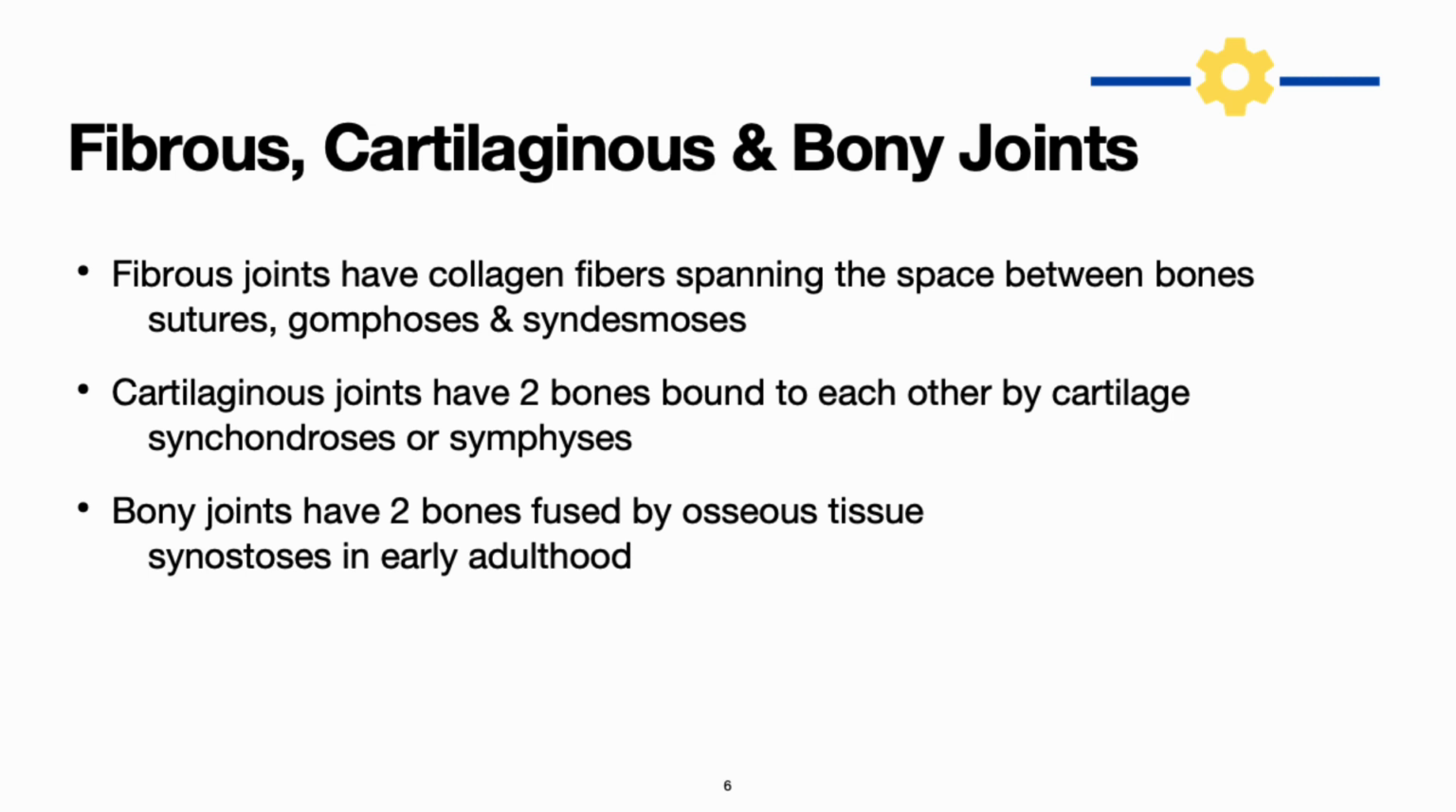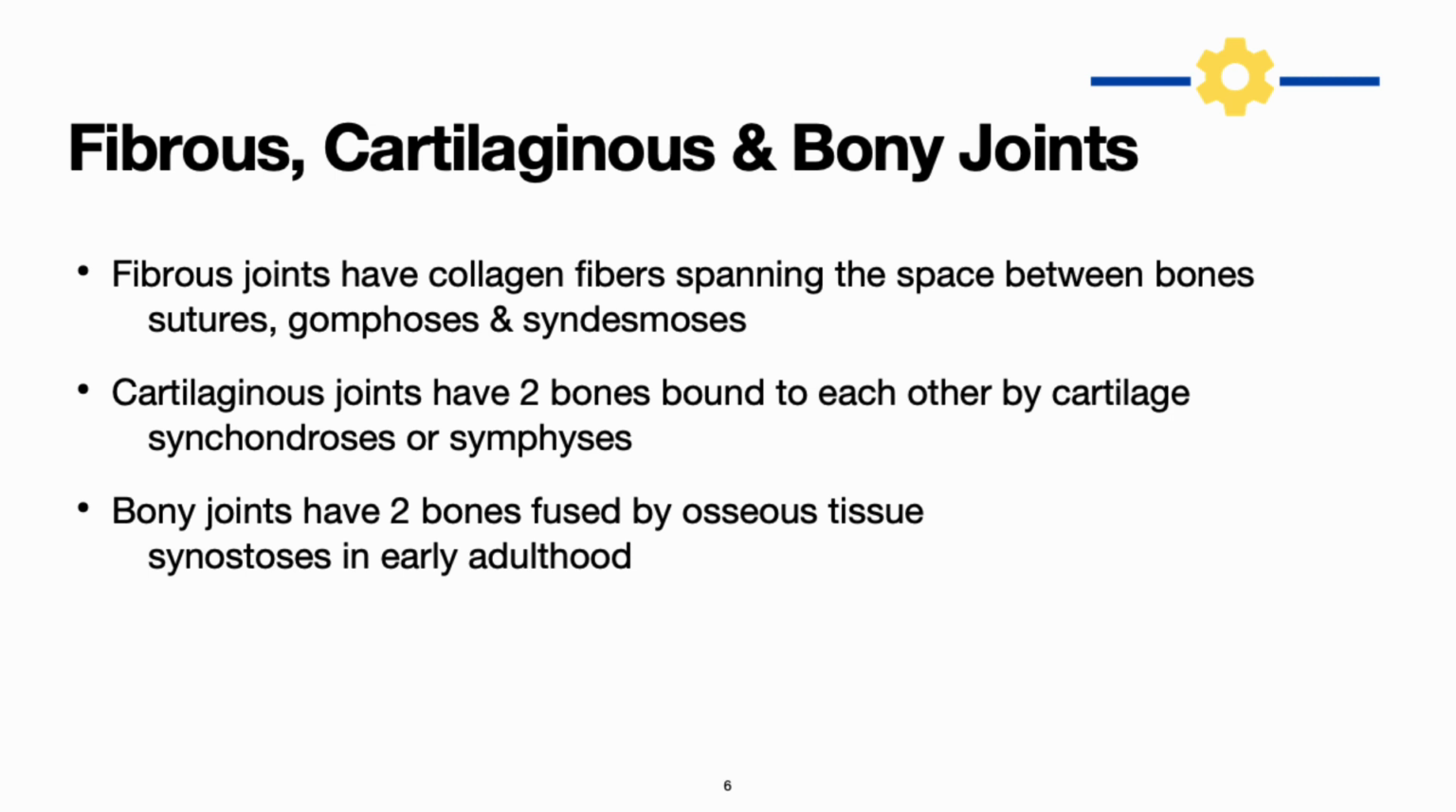So fibrous joints are going to be two bones or more where there are collagen fibers spanning the space between the bones. So they're directly united by these collagen fibers. This includes suture joints, gomphoses, and syndesmosis.